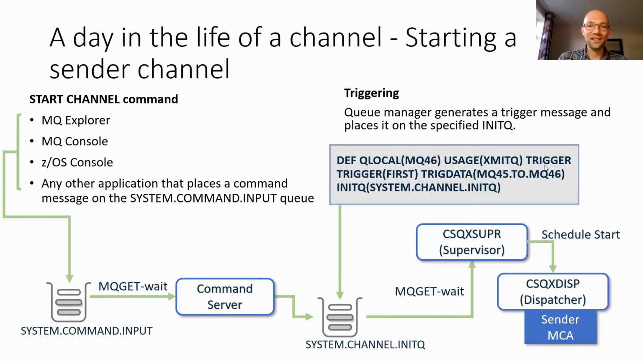And the other way that you can start a sender channel is by triggering. So you can set your transmission queue definition to trigger, to put a trigger message to the system channel initiation queue when a message arrives on that transmission queue, so that a message arriving on the transmission queue causes a channel to be started to pick up that message and send it in a very similar way. The way that a channel is actually started once that message gets to the system channel initiation queue is the same as when you were starting a channel with the start channel command.